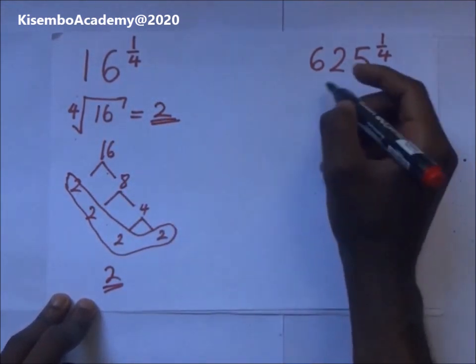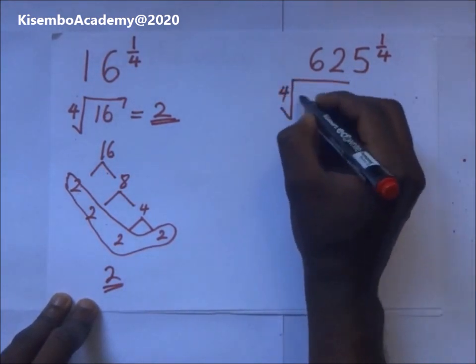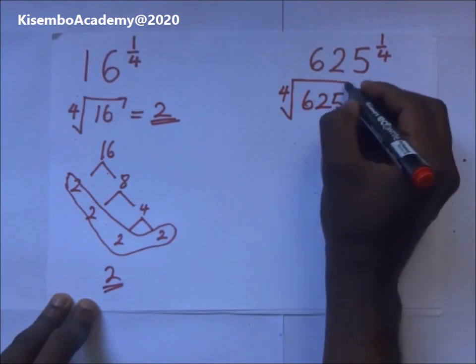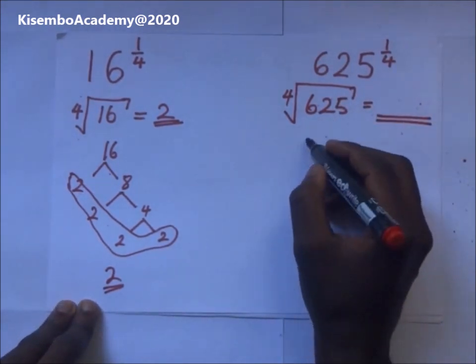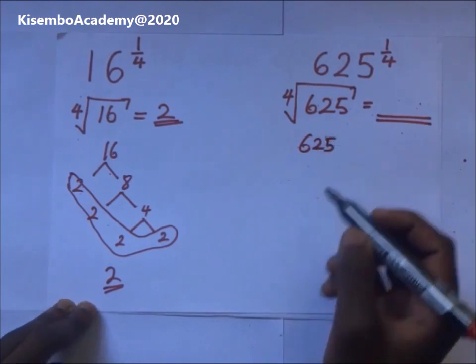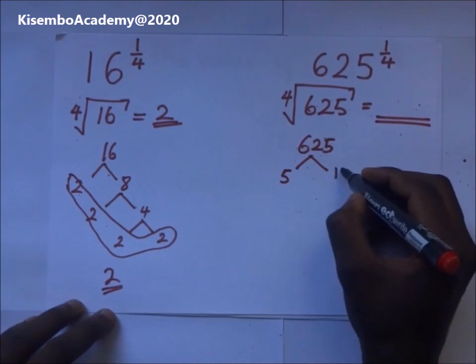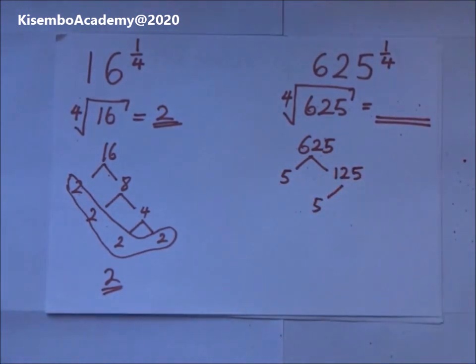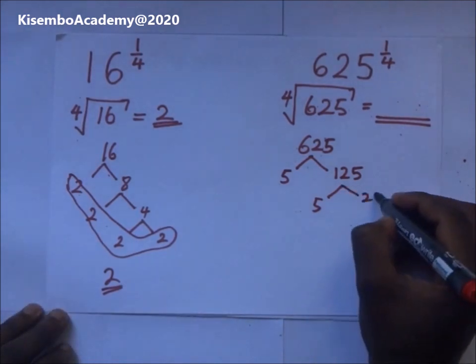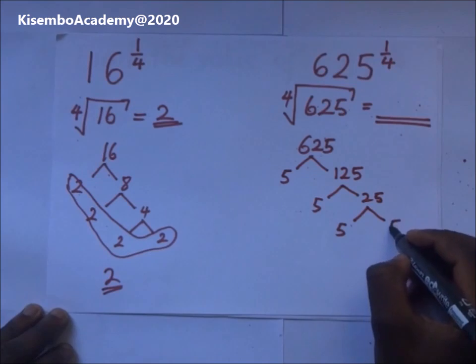Same here, the fourth root of 625. Now the fourth root of 625 is going to be equal to, so we attempt to find it. We factorize 625. We begin by 5. We have 1 to 5. By 5, we have 25. By 5, we have 5.